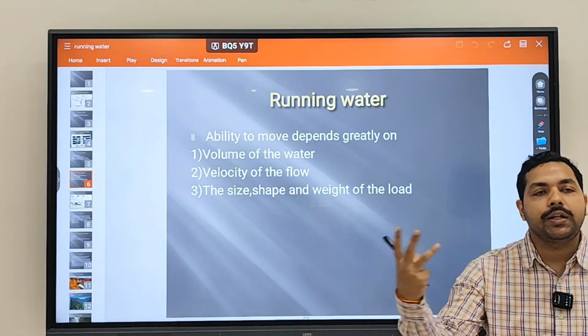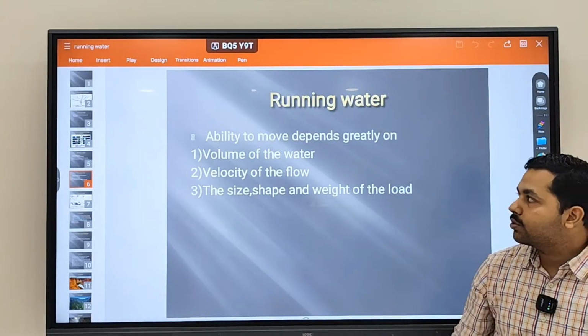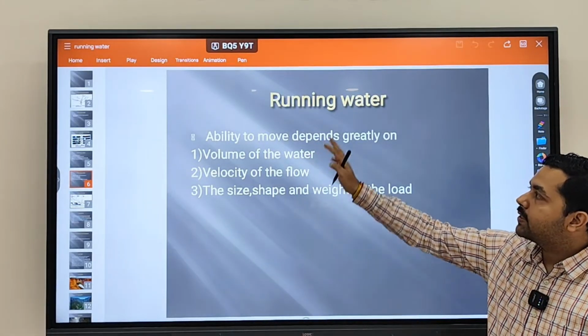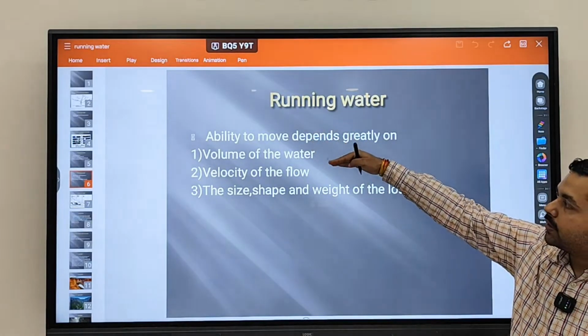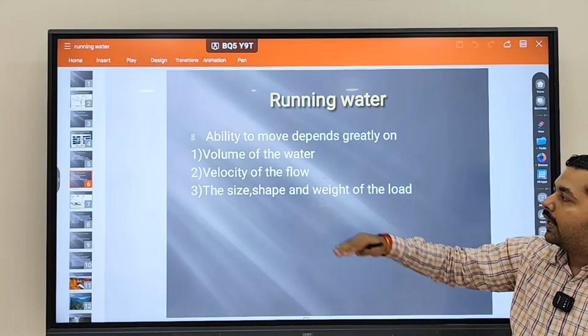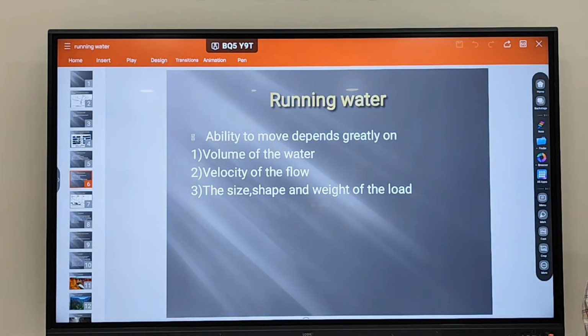If the load is very big, then it is difficult to carry. If the load is small, then it is easier to carry. So these are the three things that decide how much erosion the river is going to do: volume of the water, velocity of the flow, and the size, shape, and weight of the load. This will determine how much the river can carry. Fine.